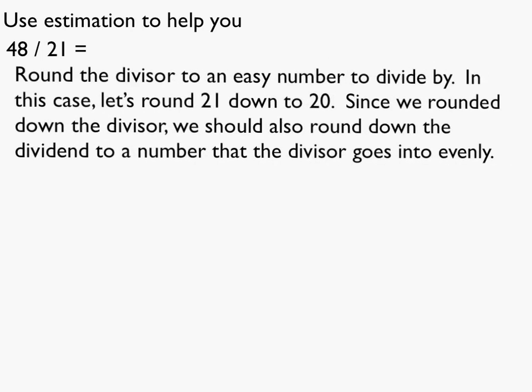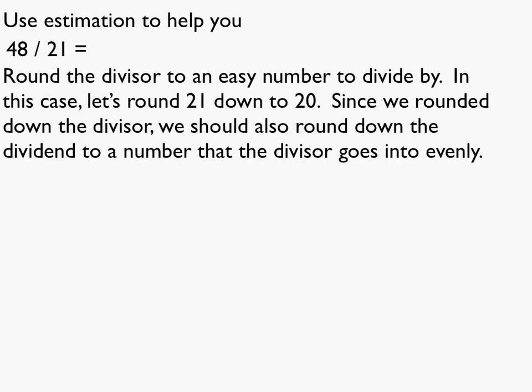So we're going to do a small refresher on some basic estimation to help you with your division. You want to round your divisor to an easy number to divide by. In this case, let's round 21 down to 20. Since we rounded down the divisor, we should also round down the dividend to a number that the divisor goes into evenly. So for 48 divided by 21, using estimation, that's about 40 divided by 20.